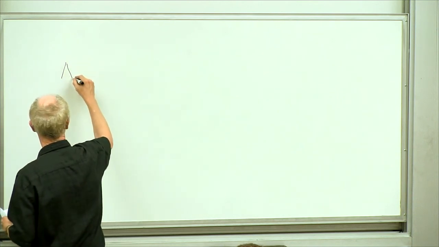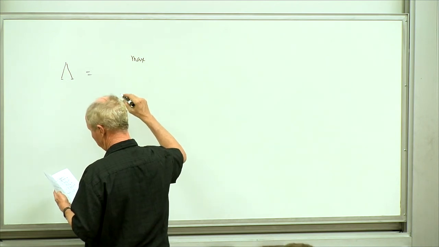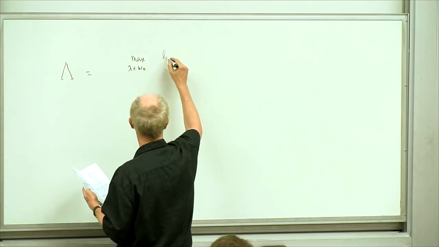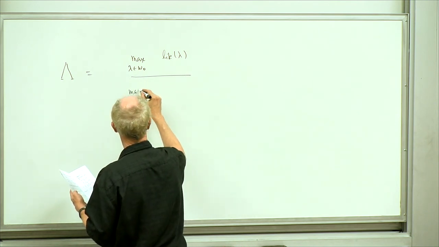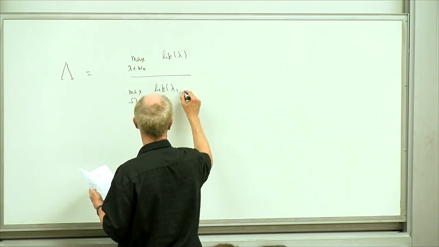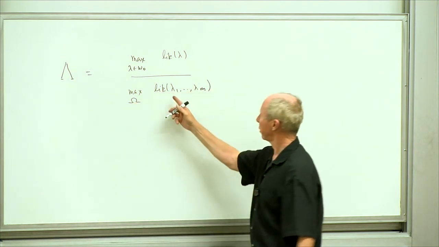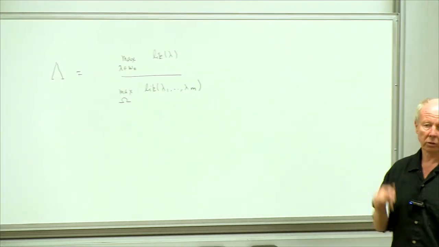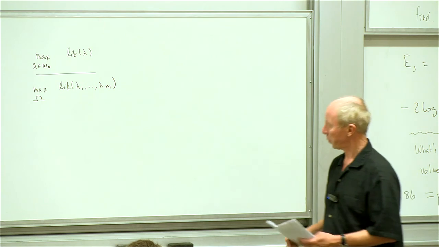So you, again, should look at capital lambda equal to the maximum over lambda in some set omega naught of the likelihood function of your observation value at lambda over the maximum over the full set omega. So this is the likelihood where the parameters in different squares might be different for the Poisson counts, and the numerator is where the parameter is the same for all squares. Okay.